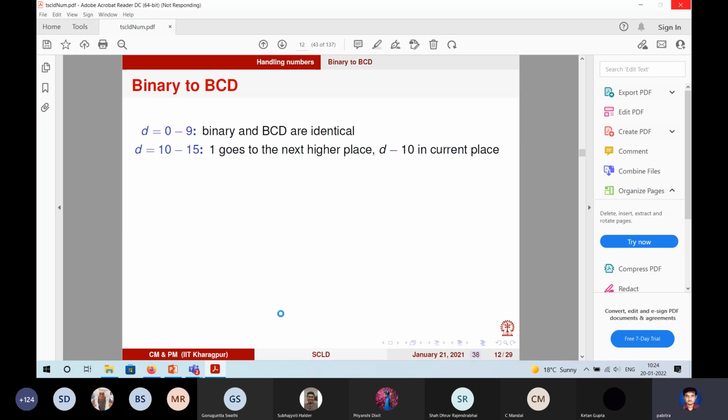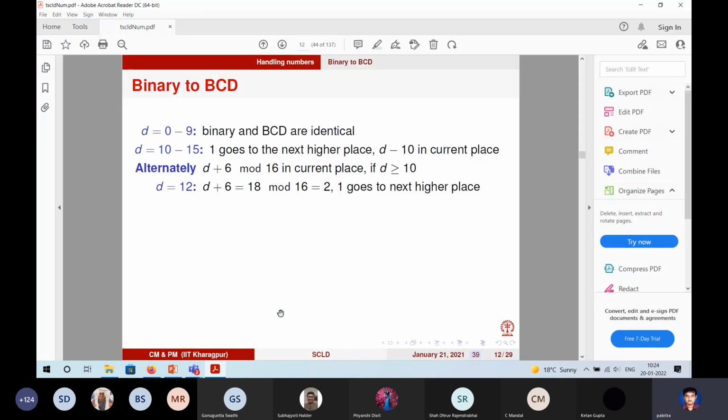What you have to do to do such a BCD representation is the following. You look at this rule. If D is from 0 to 9, fine, you just get the 4-bit binary number for that. If D is greater than 9, you add 6 and take mod 16. So if your number is 10, you would add 6 and take mod 16, which is 0. If you have 12, you would add 6 to get 18, and mod 16 is 2.